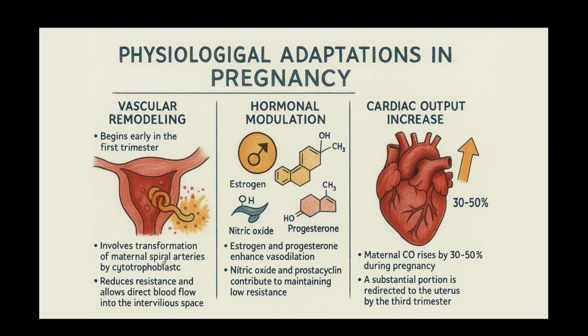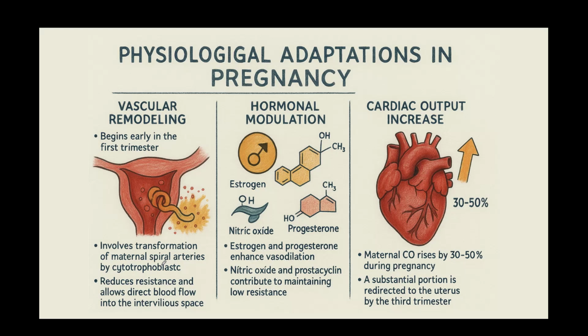So there are numerous physiological adaptations in pregnancy, and this comes when we speak about uteroplacental circulation. We have the vascular remodeling that begins early in the first trimester. It involves the transformation of maternal spiral arteries by cytotrophoblastic cells or cytotrophoblast. This reduces resistance and allows direct blood flow to the intervillous space to initiate the exchange between the fetus and mother.